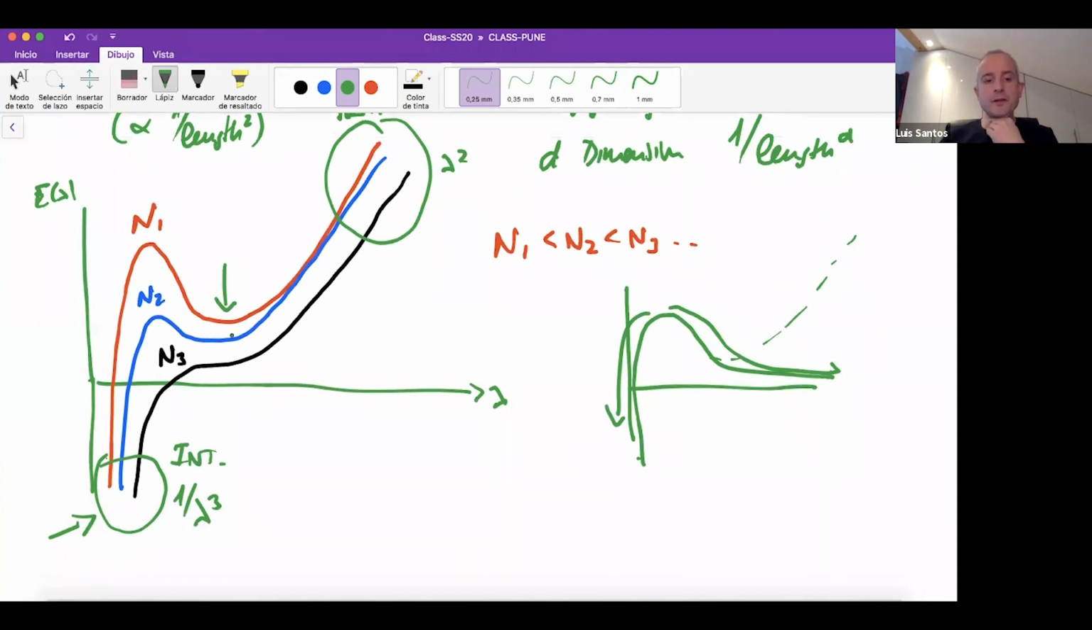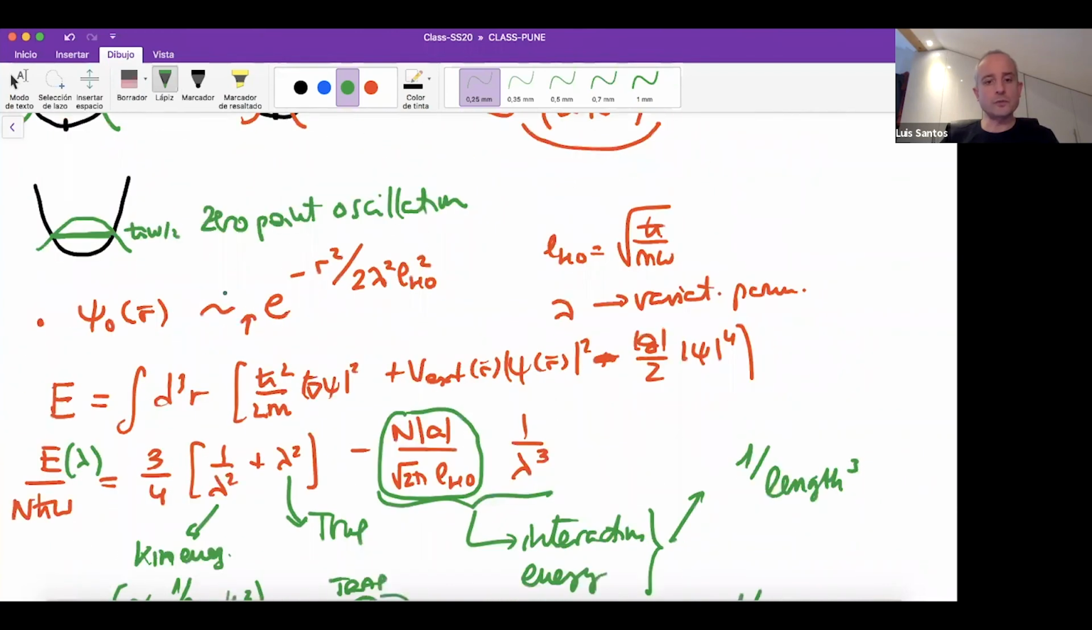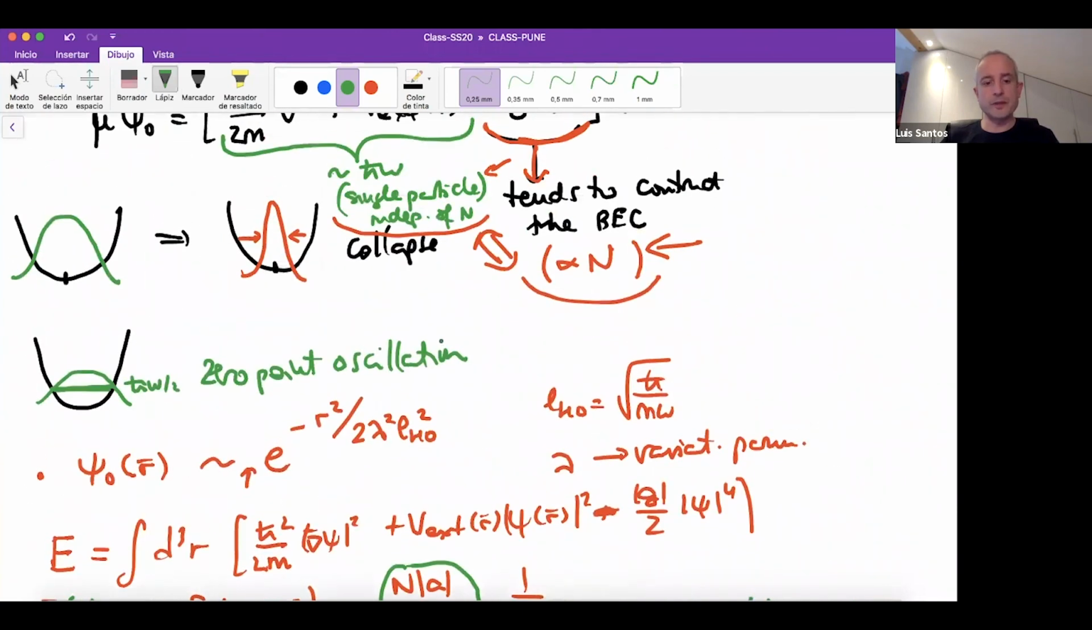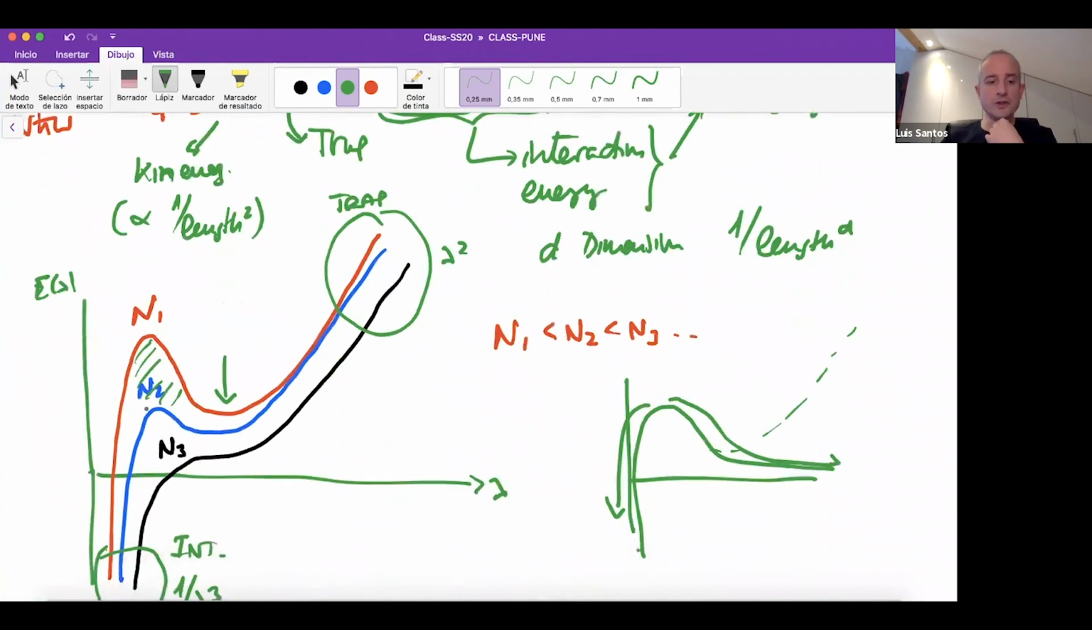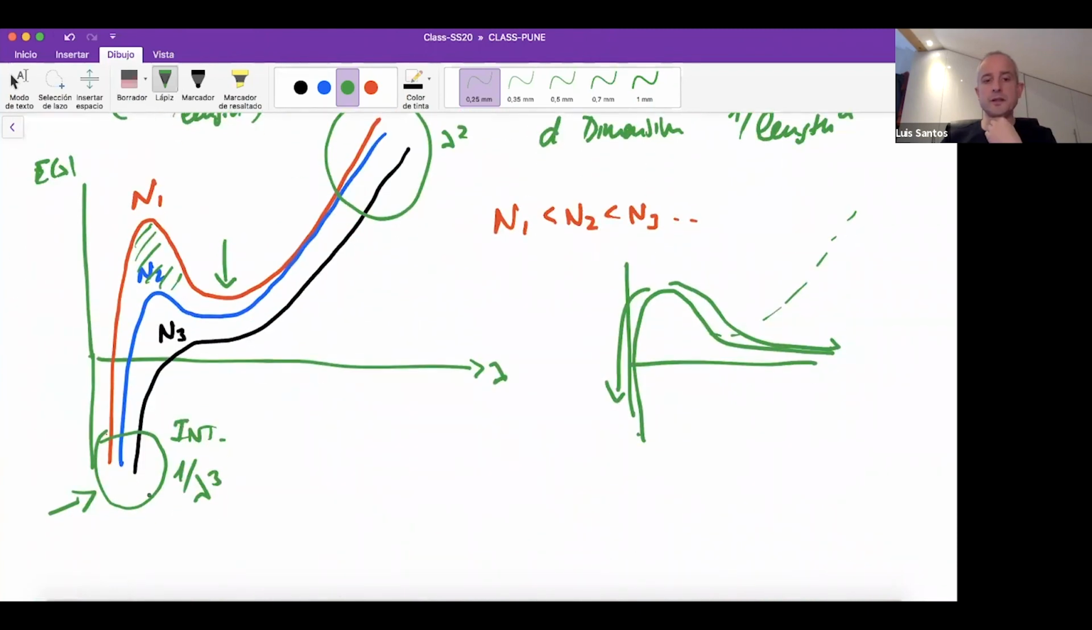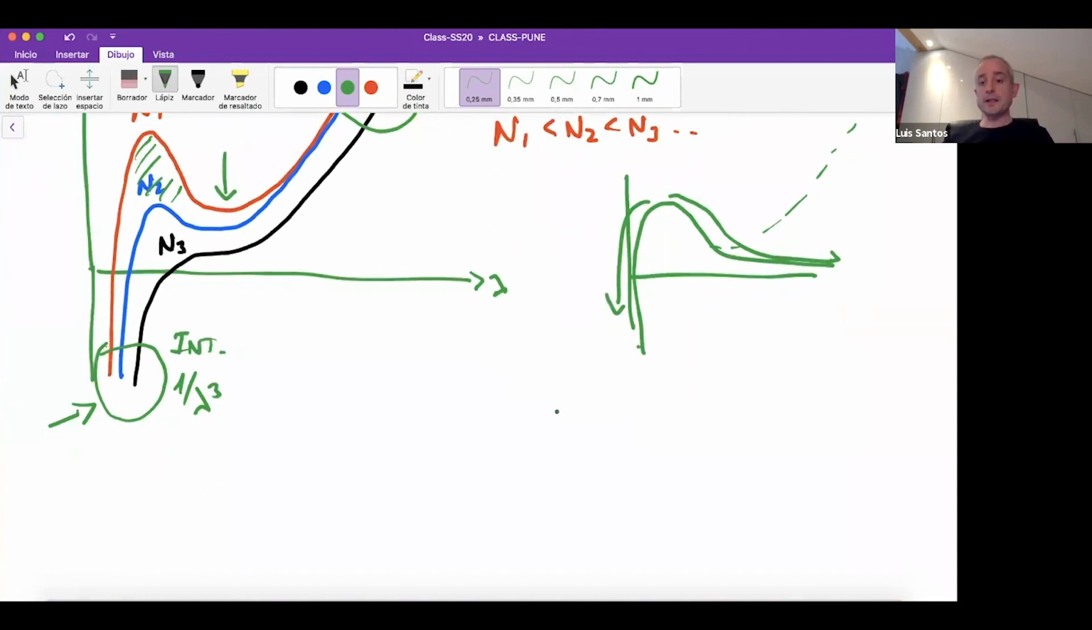Because you can prevent the collapse for a sufficiently small number of particles because of the presence of this barrier here. And this comes directly from the quantum zero-point oscillations in the trap. But if the number of particles is too large, then it simply crashes and you get a collapse. If there is no trap, then there is no condensate either, because either the system expands without limits and gets completely diluted, or it collapses and gives you infinite density. This is in 3 dimensions.